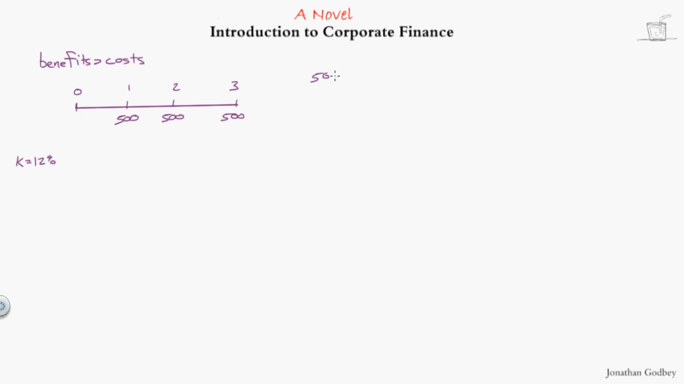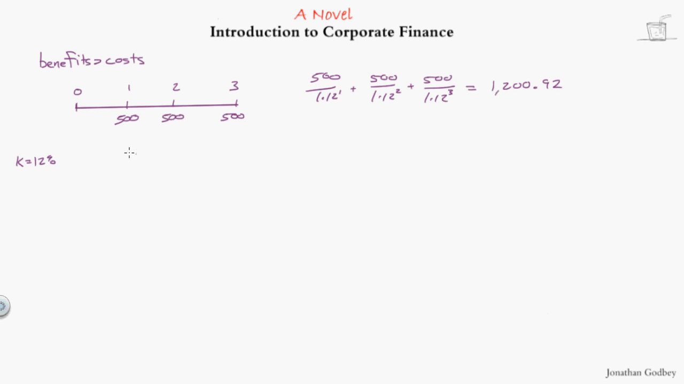You say $500 divided by 1.12 to the first plus $500 divided by 1.12 squared plus $500 divided by 1.12 cubed. I want you to look at this. You already know how to do it, but look at that equation, and you know the present value of the benefits is $1,200.92. So now you know you're willing to pay that much for the machine.